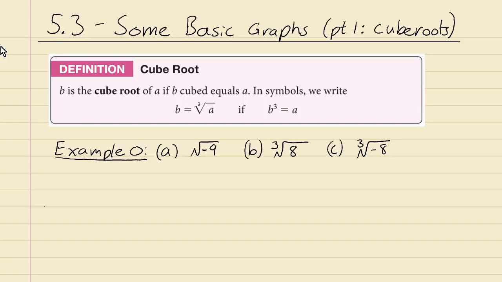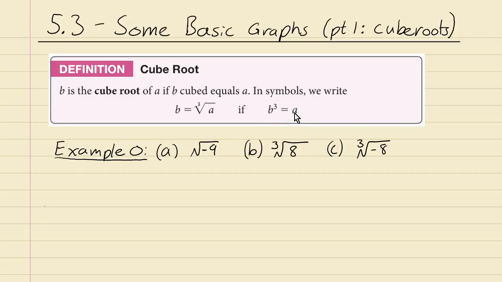So first, here's the definition of a cube root. We say that b is the cube root of a if b cubed equals a. And this is the cube root symbol. It looks like a regular square root symbol, but the 3 means we're talking about a cube root. So the result of the cube root should be a number you can cube and get a.